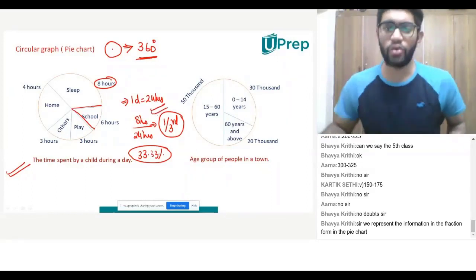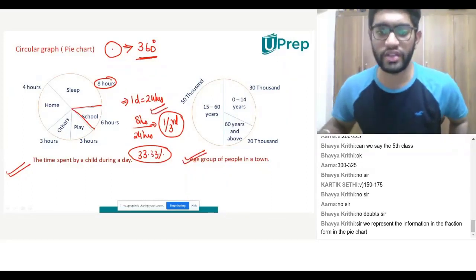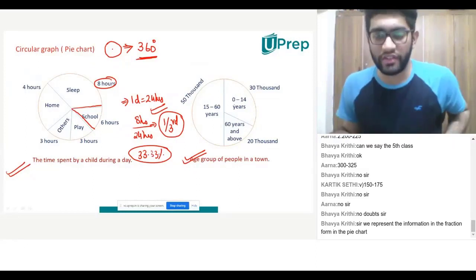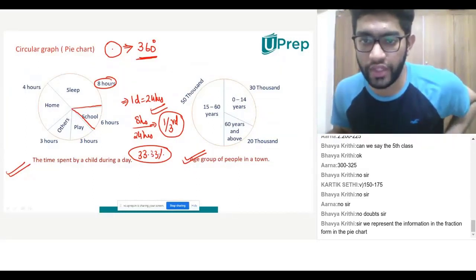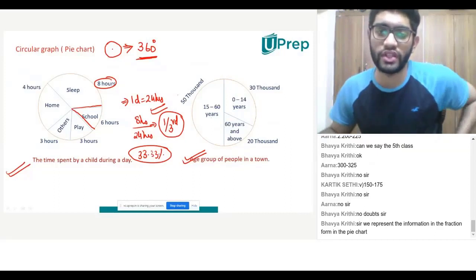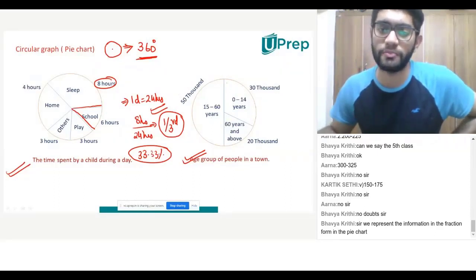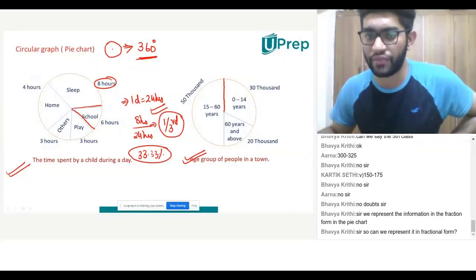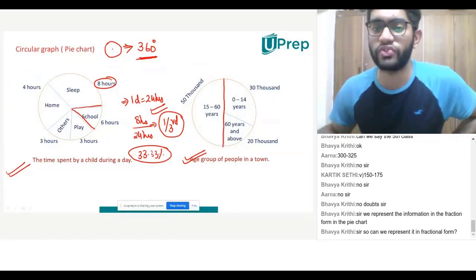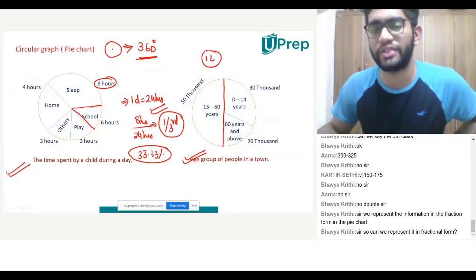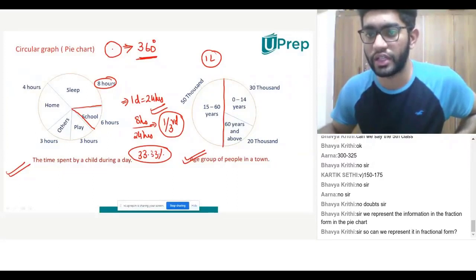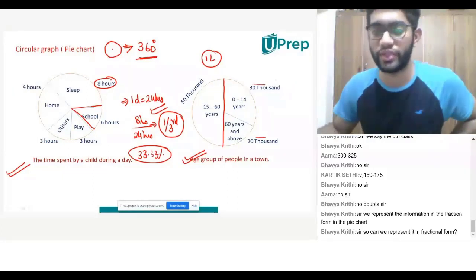Now, if you look at the second chart, he says age group of people in a town. He's given us age groups 0 to 14, 15 to 60, and 60 and above. So we see that 50,000 people are in this bracket. That is exactly half the circle. Why is it half? Because the total number of people is 1 lakh. That is the reason 50,000 is half. 30 and 20 give us the remaining 50,000, right?